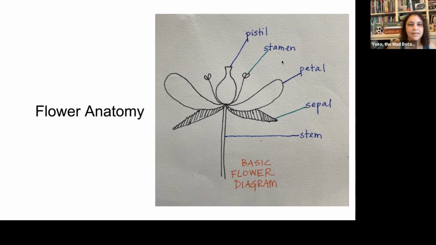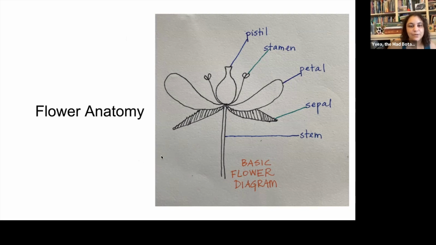PSSP. In future workshops, we might go a little bit into the anatomy of the pistil, but not today. Not important for today. Let me see here. I want to make sure I'm not missing any of the chat. Oh, and yes, the arugula flowers are edible. They're spicy, but I like them.